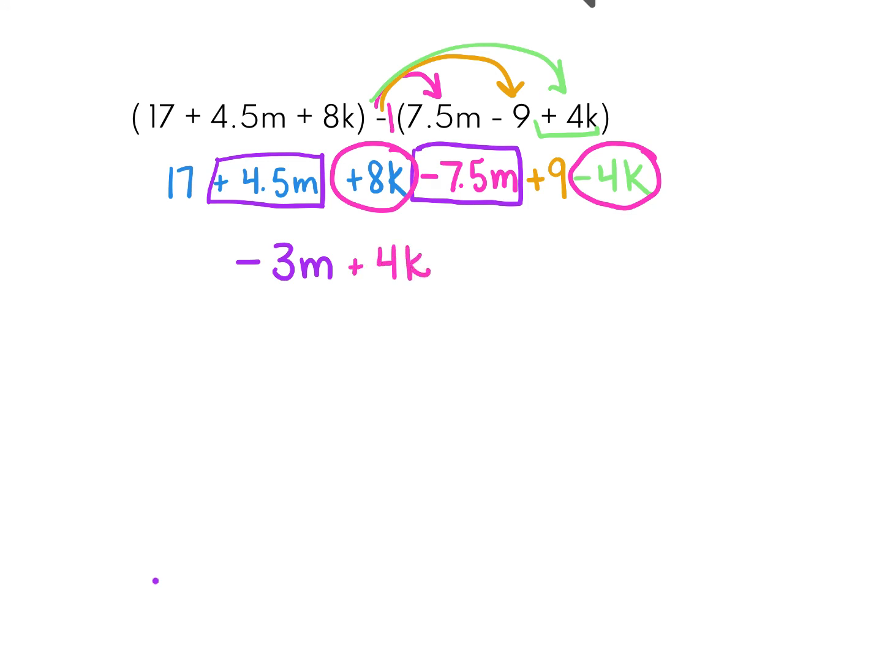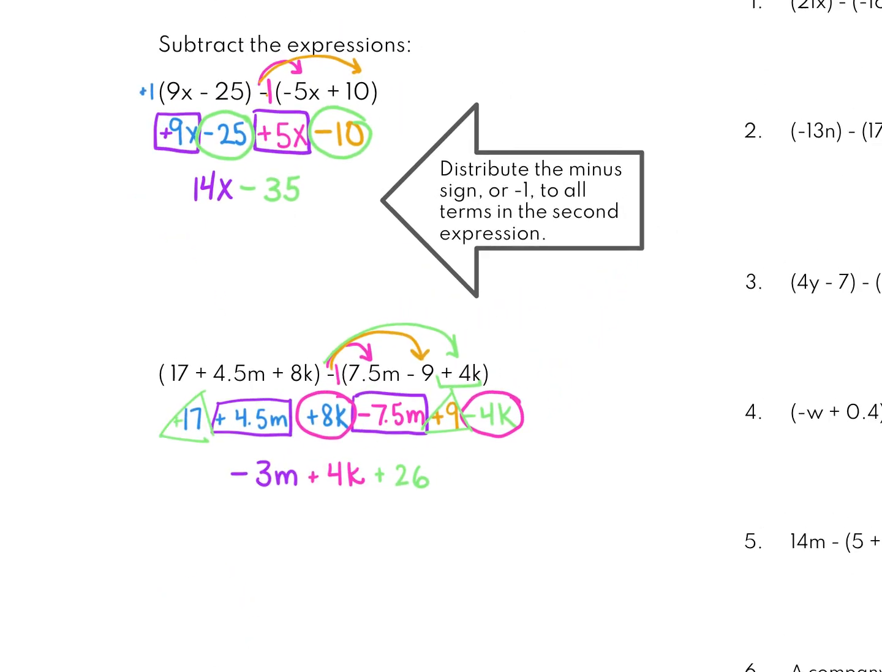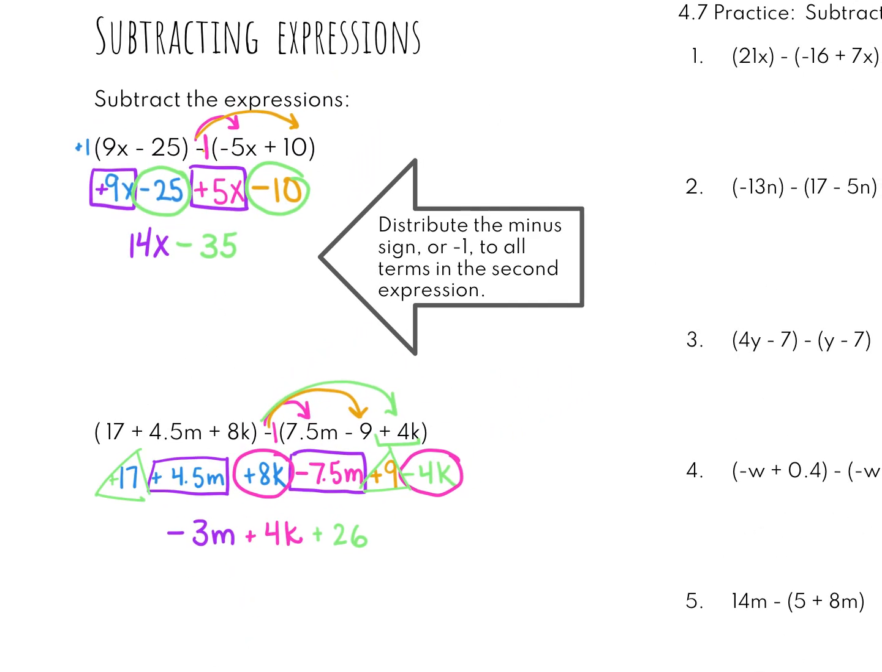When I add them together, last but not least, I have 17. This is positive. And I have 9. They're both positive, so this is plus 26. And that is how we subtract our expressions right here. Here's the key. We're going to distribute the minus sign or -1 to all the terms in the second expression. That's really, we're just going to change the signs.